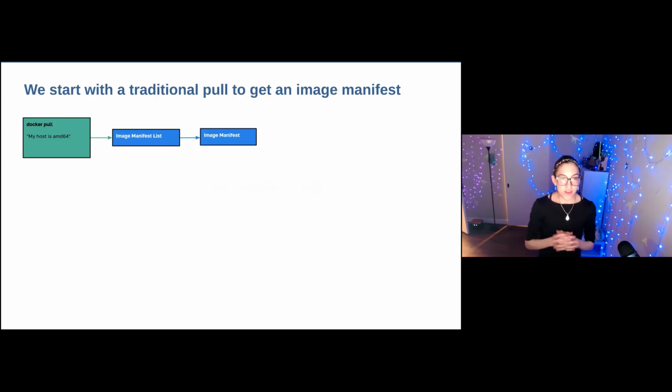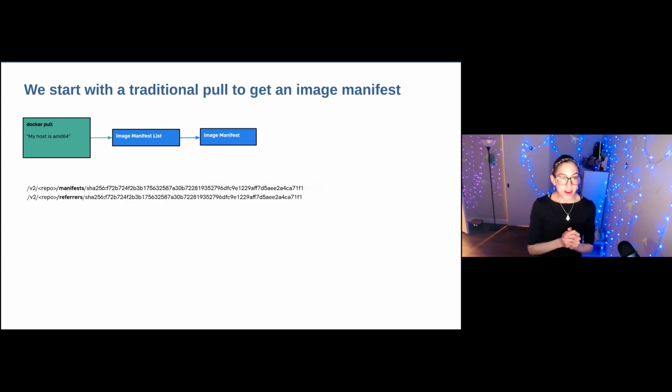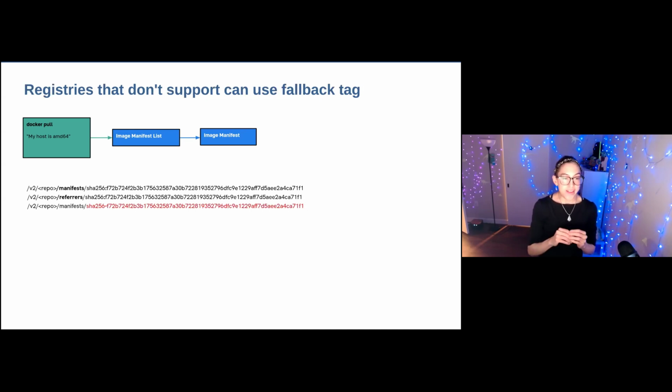So let's remind ourselves how the refers API works. We start with a pull, we get an image manifest list. This gives us a list of platforms. We find the matching platform, we get an image manifest. At that point, the tool that's doing the request can basically switch manifest to refers to ping this other API endpoint. If the registry doesn't support that, the fallback is actually to change the colon to a dash. And so you ask for that manifest specific tag.